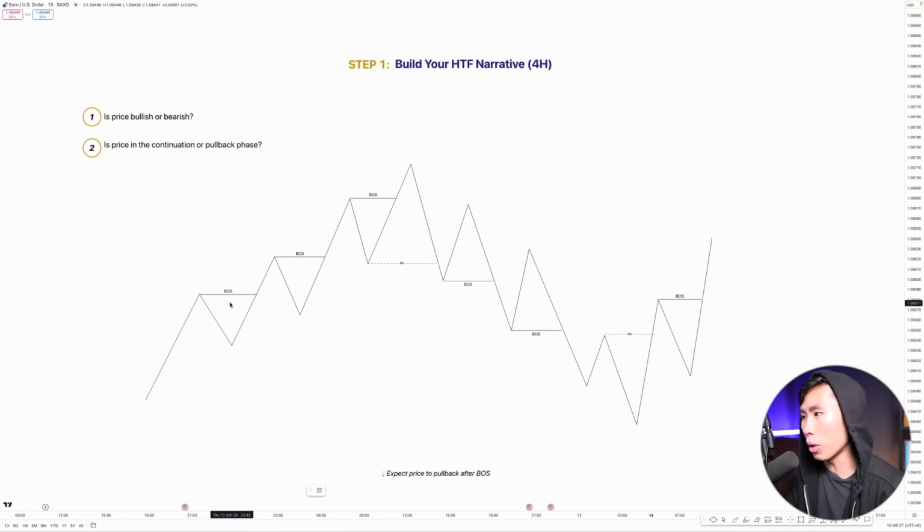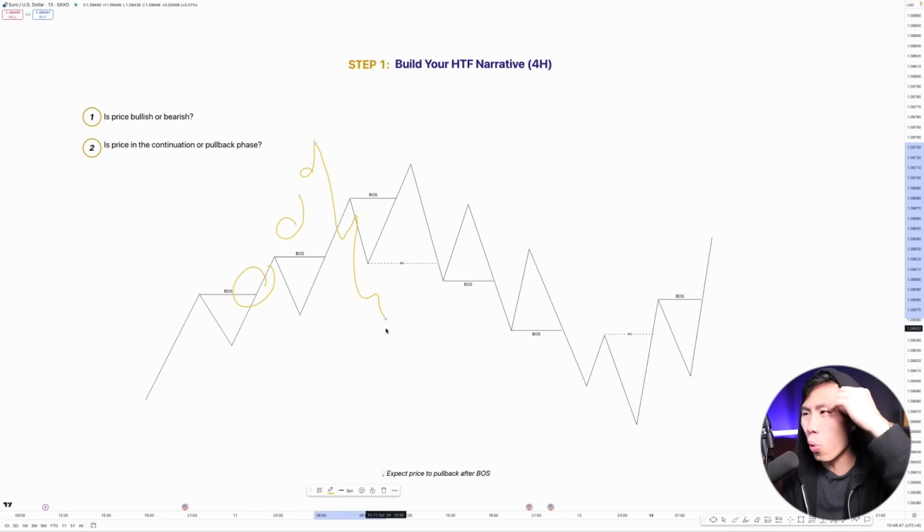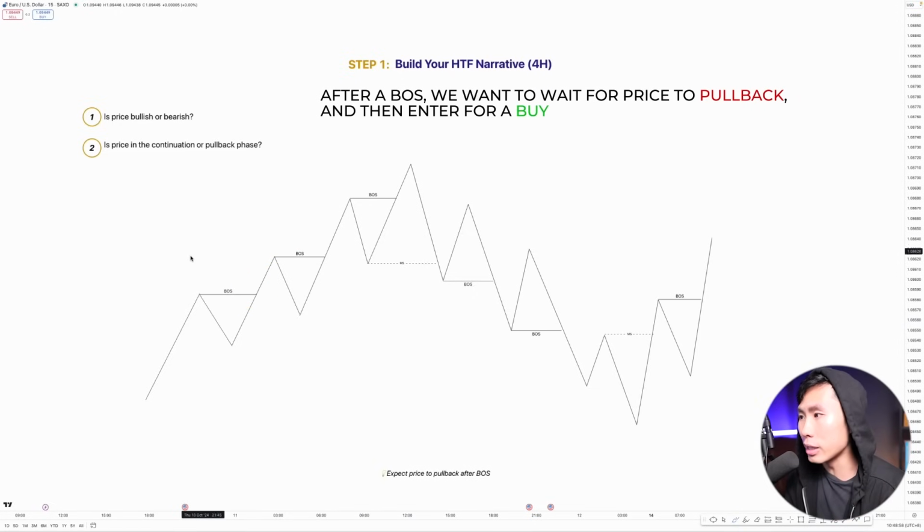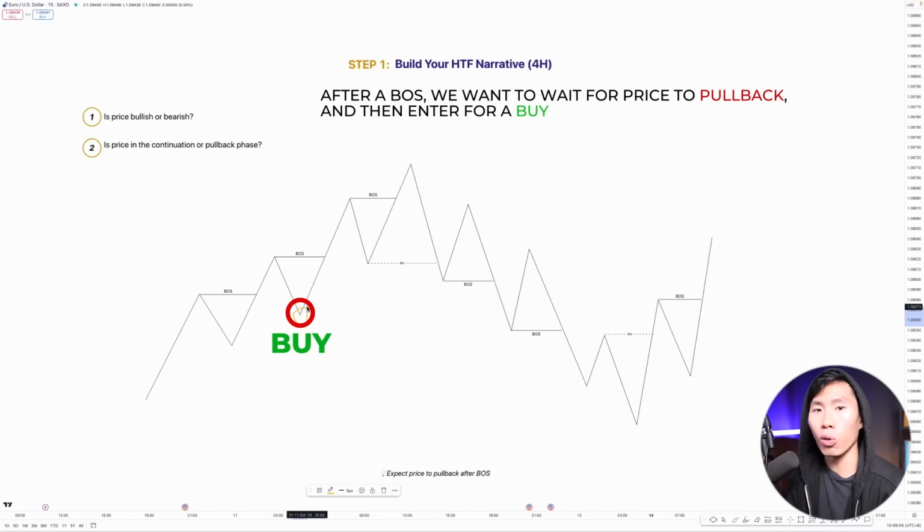They assume that after price breaks through the last high, price is just going to continue going up like this in a straight line, and they start entering for a buy here, buy here, buy here, just for price to start pulling back. And then they are wondering why the market is going against them, so on and so forth. After a break of structure, instead of entering for a buy immediately, remember, we want to wait for price to pull back, and then we will enter for a buy right here.